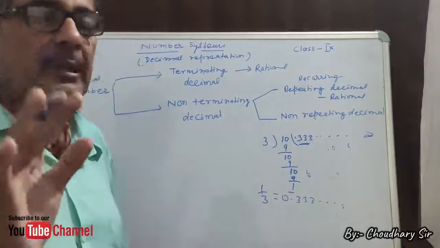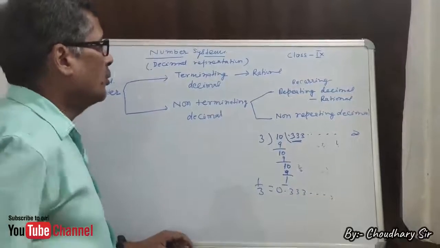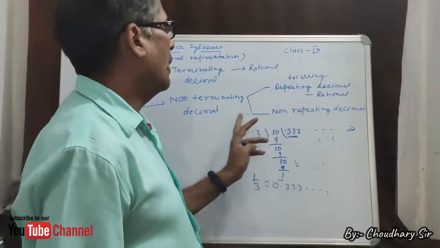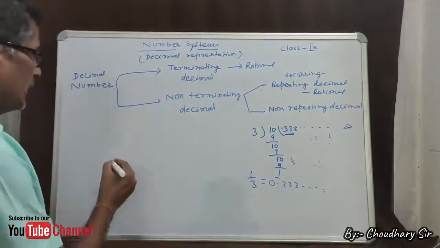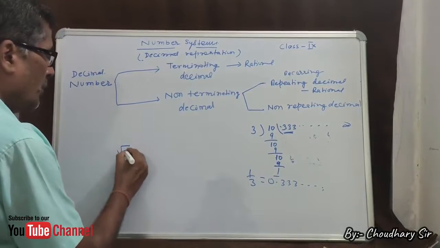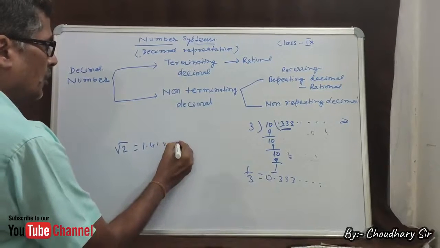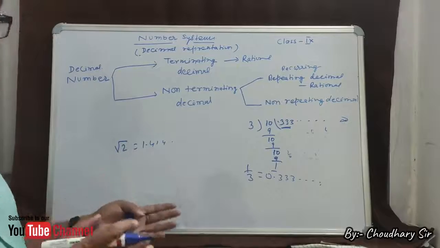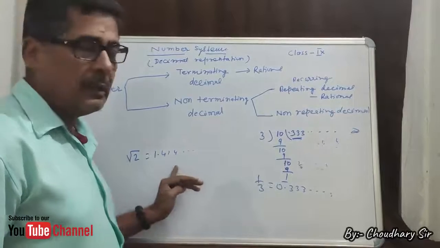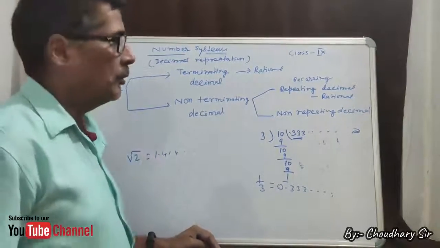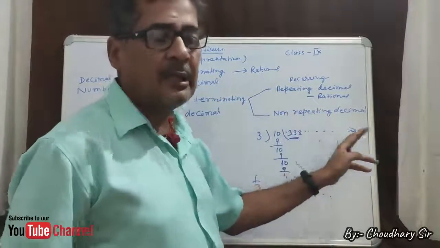Non-terminating but repeating. So a non-terminating decimal can be of two forms, either a repeating decimal or a non-repeating decimal. For non-repeating decimal, suppose we find the square root of 2. It is 1.414 and so on. Here the same number is not repeated at the same place. So it is neither terminating nor repeating. So this number is called a non-terminating and non-repeating decimal number.